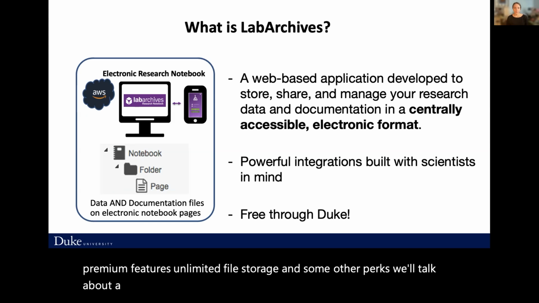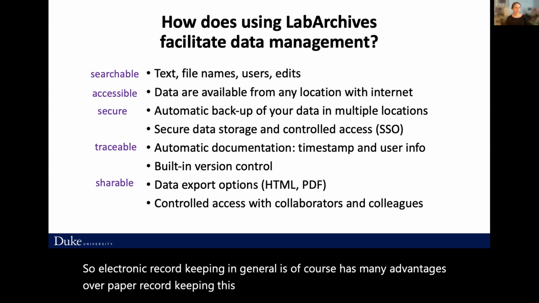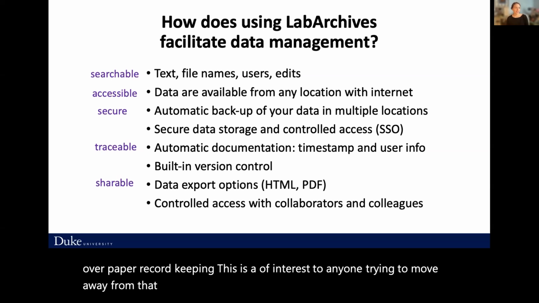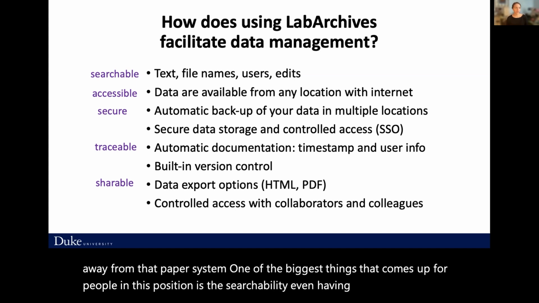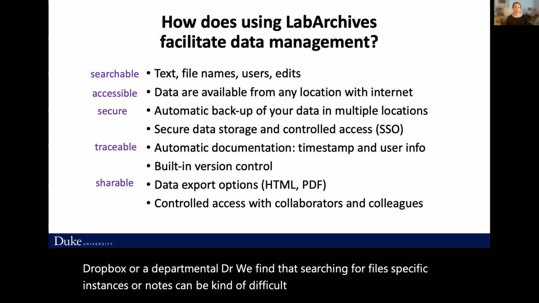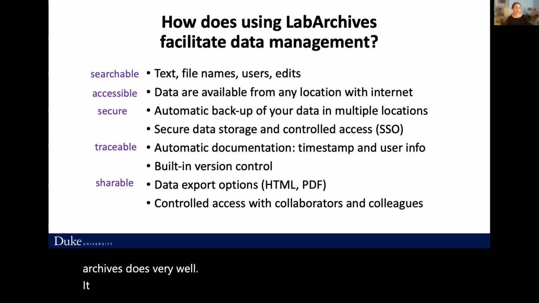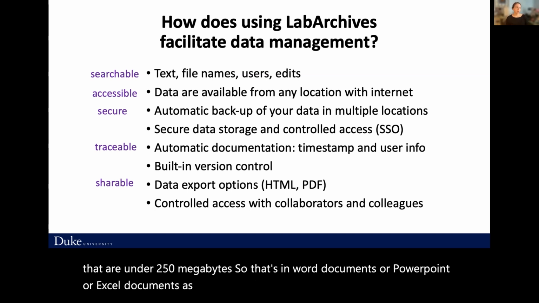Electronic record keeping in general has many advantages over paper record keeping. This is of interest to anyone trying to move away from that paper system. One of the biggest things that comes up for people in this position is searchability. Even with things in a Dropbox or a departmental drive, we find that searching for files, specific instances or notes can be difficult, and that's something LabArchives does very well. It will search through not only file names, but also the text of files that are under 250 megabytes, so that's in Word documents, PowerPoint, or Excel documents as well. You're also able to tag all of those as another layer of metadata.